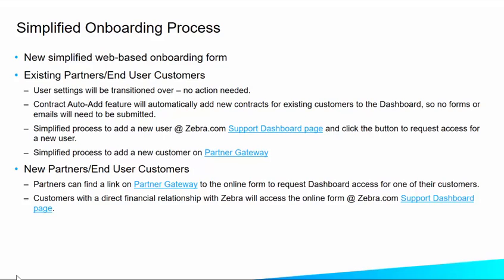How about if you're a new partner or a new end user customer and you've never had access to any type of our visibility dashboards? So partners can find the web form on Partner Gateway so that you can add a new customer. And customers who have a direct financial relationship with Zebra can access that form at zebra.com on the support dashboard page.